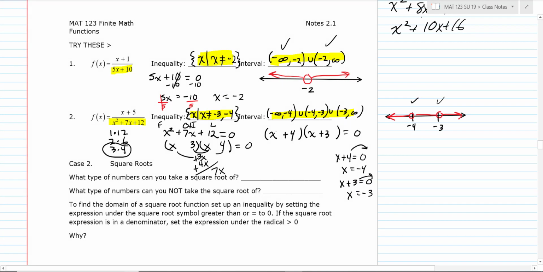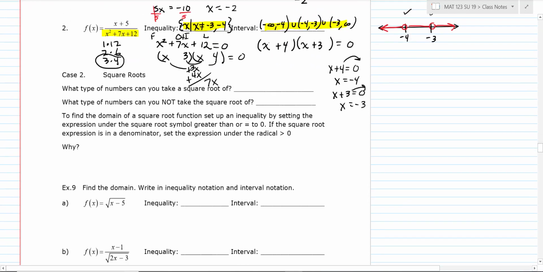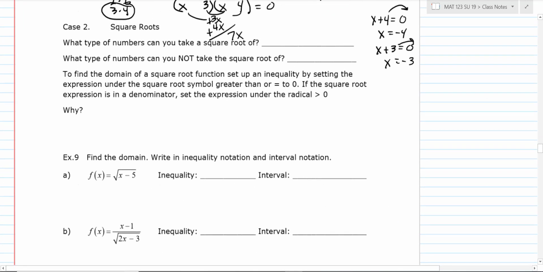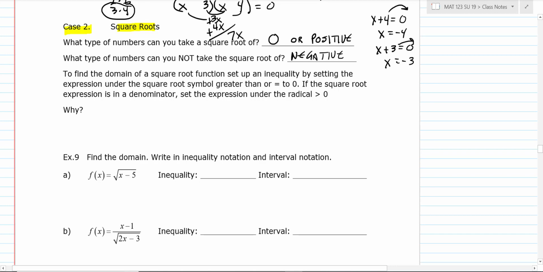Pause if you need to work on this a little bit, and I'm going to go on to case 2, where we deal with square roots. So with this one, we're just going to focus on square roots. You've got to understand the type of numbers you can take a square root of. You can only take the square root of 0 or positive numbers. That's the only thing that makes any sense. You cannot take the square root of a negative number and get a real number answer.